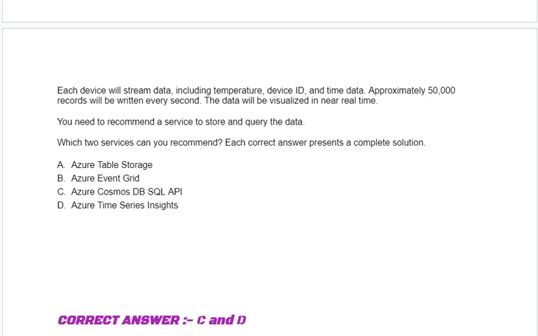Option A, Azure Table Storage. Option B, Azure Event Grid. Option C, Azure Cosmos DB SQL API. Option D, Azure Time Series Insights. Correct answer is option C and option D.